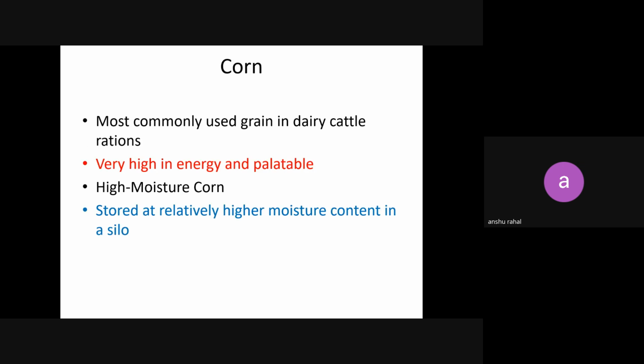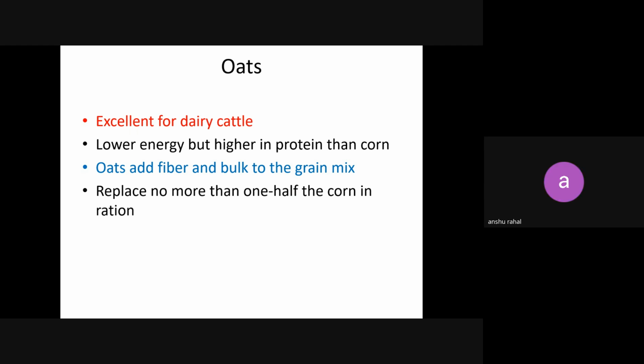The corn is the most commonly used grain in dairy cattle, and it is high in energy and palatable, and it can be stored at relatively high moisture content in a silo. Then oats are also excellent for dairy cattle and they contain lower energy, but are higher in protein compared to the corn. Oats help in adding fiber and bulk to the grain mixture.